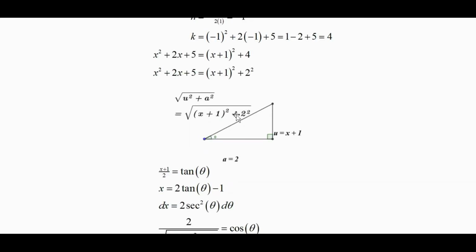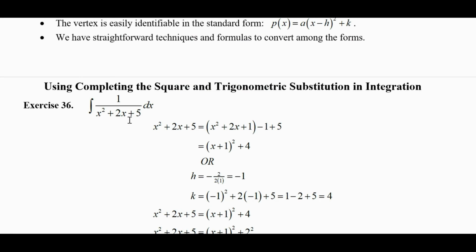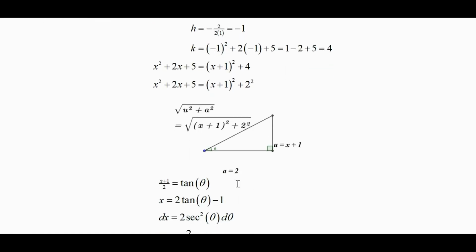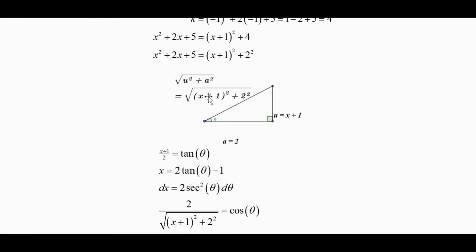Now, what about the square root? Well, we actually have 1 over x squared plus 2x plus 5. So 2 over the square root there is the cosine of theta, adjacent over hypotenuse.